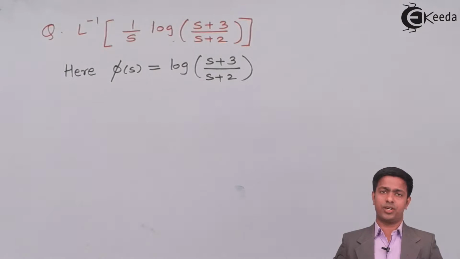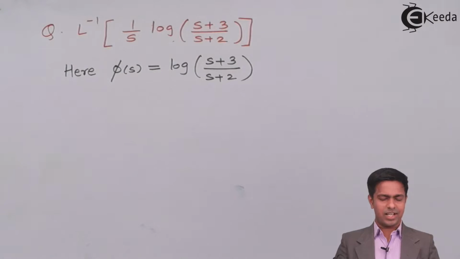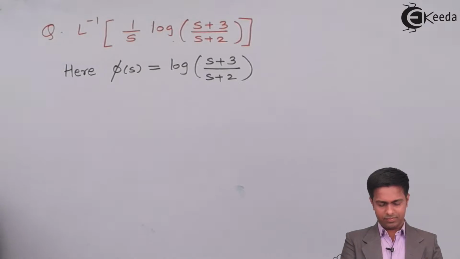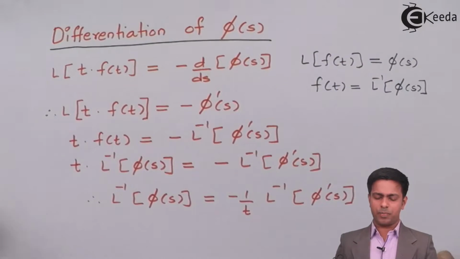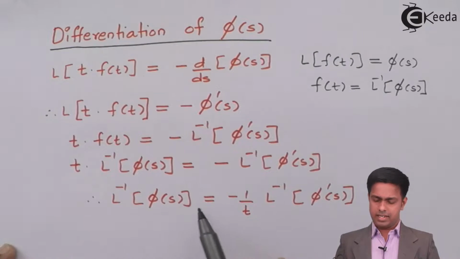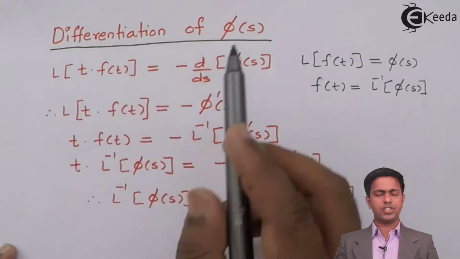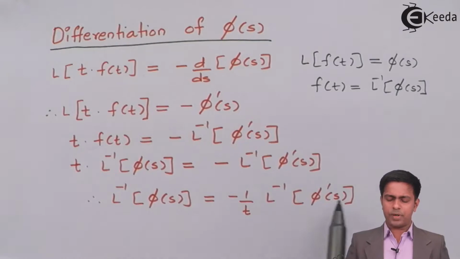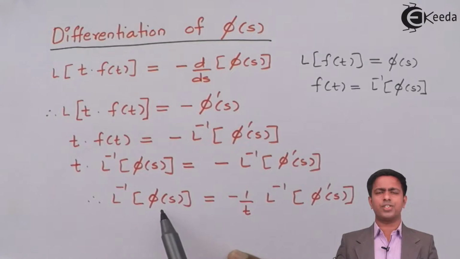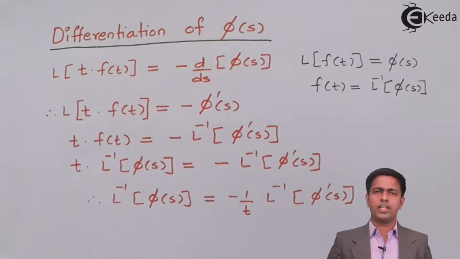Now guys, this term is a log term, and if I want to find the inverse Laplace transform of a log term, then we have to use another property. You can see here that this property I have used in the previous question, which says that the inverse Laplace transform of phi of s is nothing but minus 1 upon t times the inverse Laplace transform of phi dash of s. This property is called differentiation of phi of s. Now this property is applicable whenever we have phi of s as a log term, tan inverse term, cot inverse term, or some other terms for which the derivative is possible, and for that derivative we can find the inverse Laplace transform.